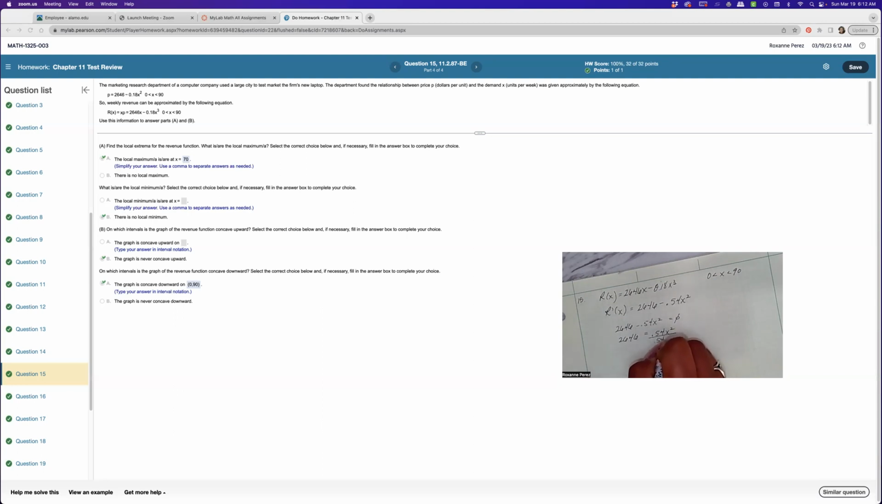Divide by 0.54. x squared equals, okay, this equals 4900. Then we're going to take the square root of both sides. So x equals 70. Okay, so now let's graph this.